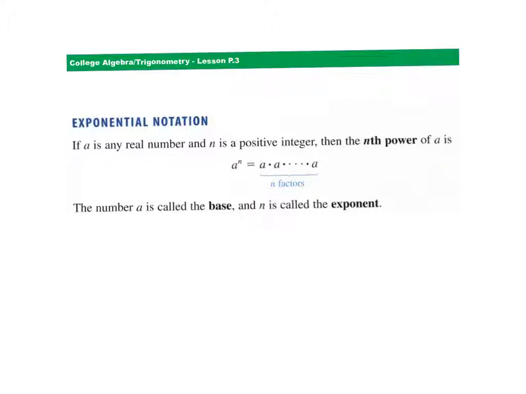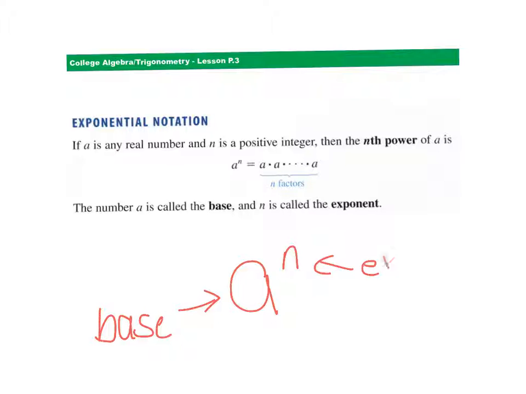We're talking about exponential notations. What do you know about exponents? Where are they? Tell me. Top right. Is it a big number or a little number? Very tiny. It's a very tiny number. That's the exponent. So if I have this, a to the n power, which one is the base and which one is the exponent? A is the base and n is the exponent. Good.